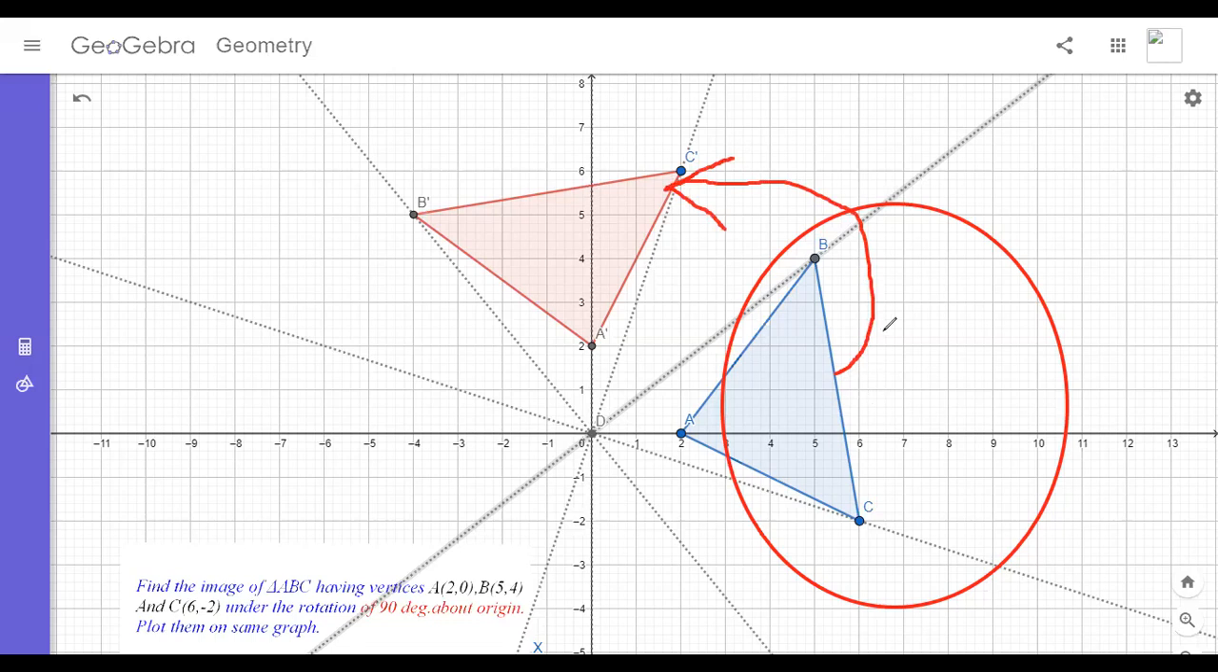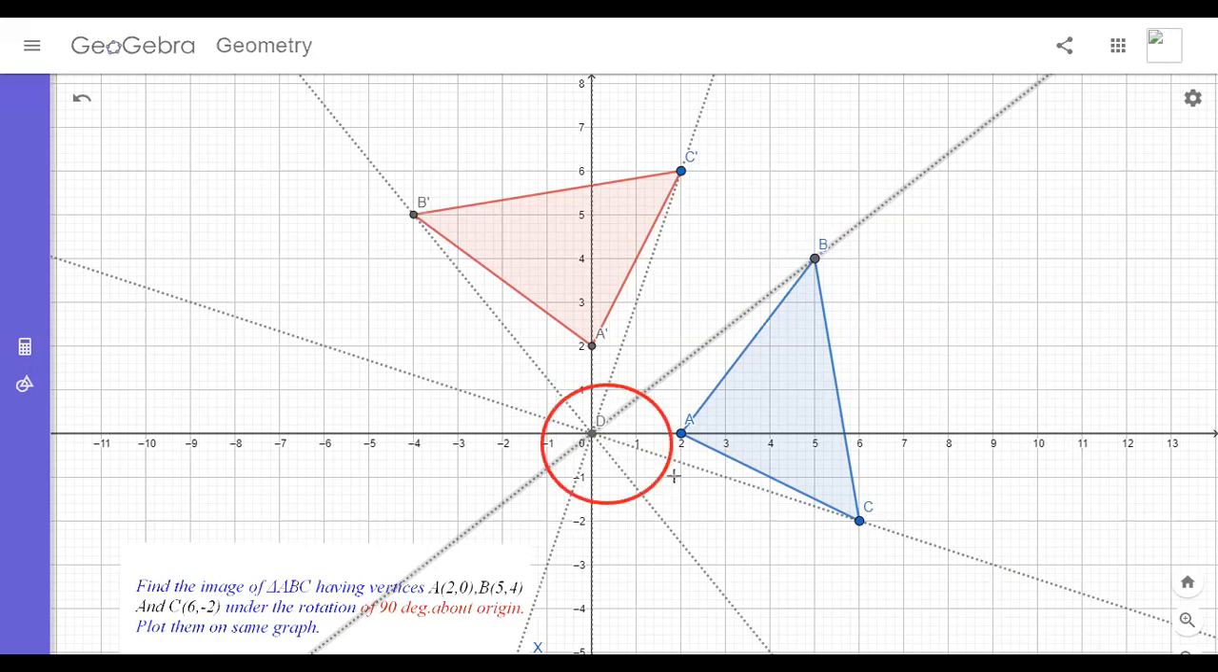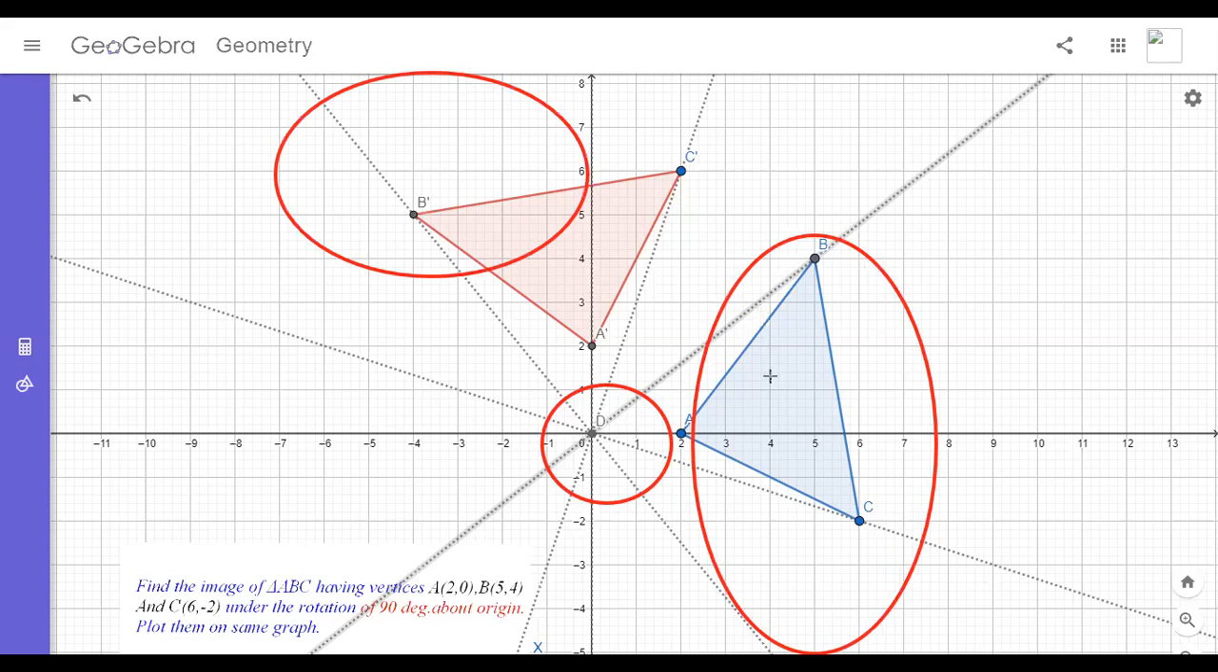This object is rotated in counterclockwise direction by an angle of exactly 90 degree, and the origin is taken as the center of this rotation. This is the center of this rotation. This is the pre-image, and this is our required image.